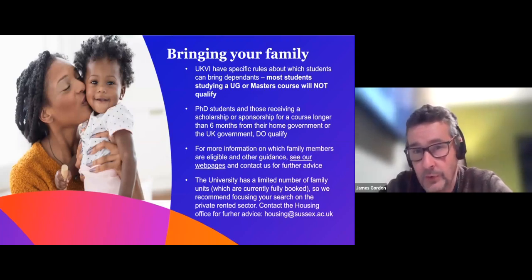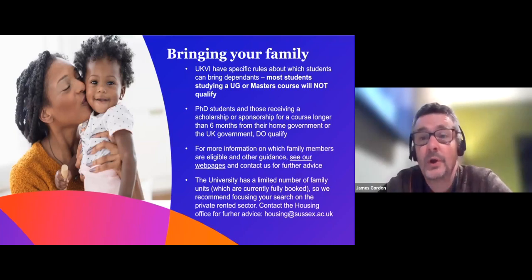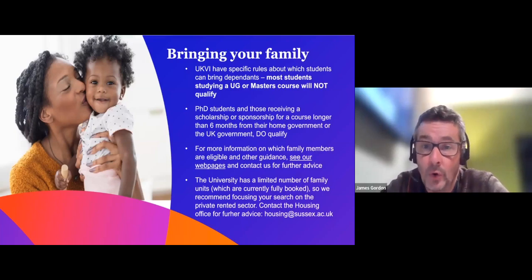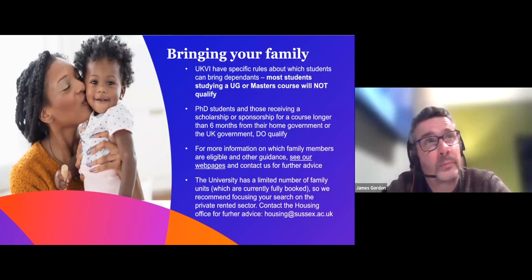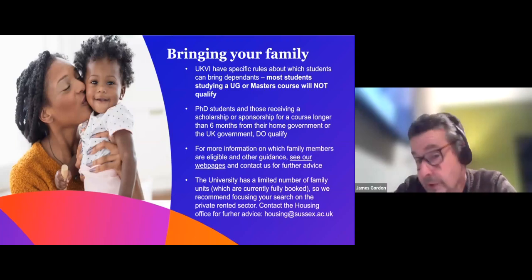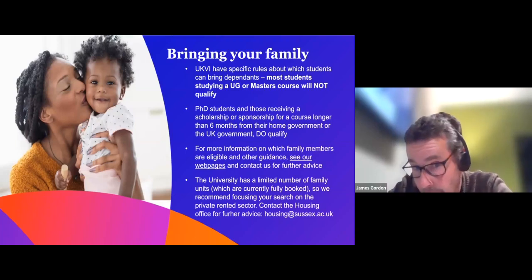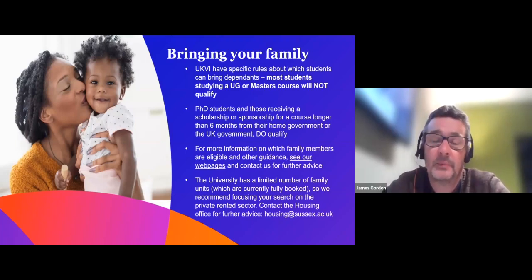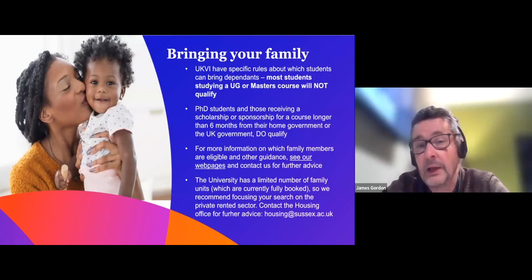The main students that qualify are PhD students or those receiving a scholarship or sponsorship for a course longer than 6 months from their home government or the UK government. They do qualify to bring dependents. So if you are being sponsored by your home government, or maybe you're an Achieving Scholar, which is one of the UK scholarships, then it is possible for your family members to apply.